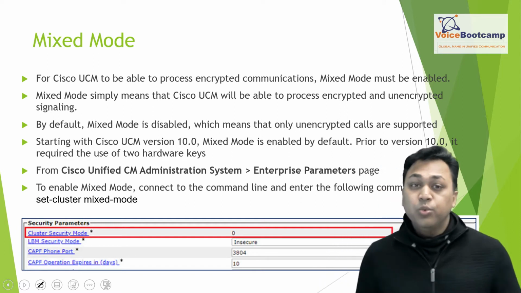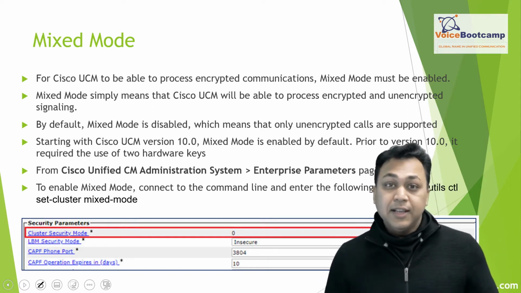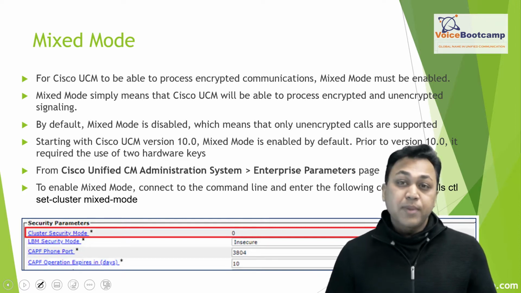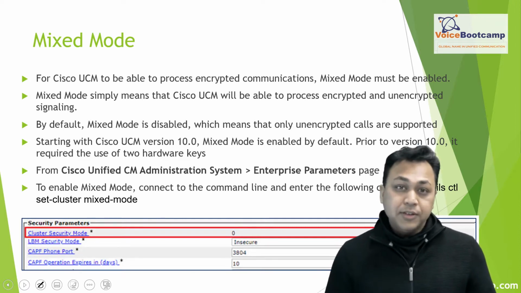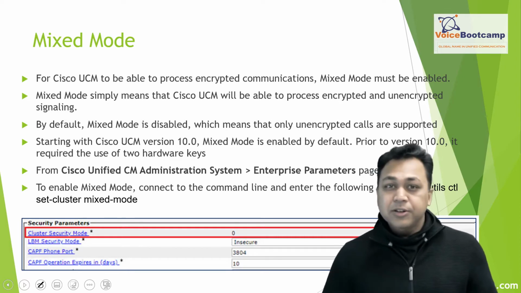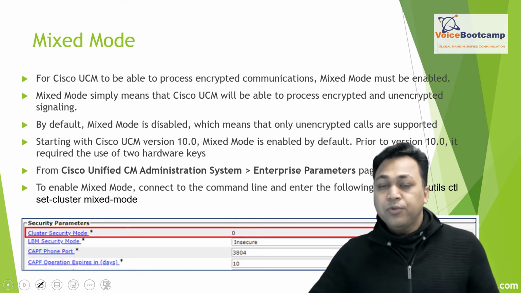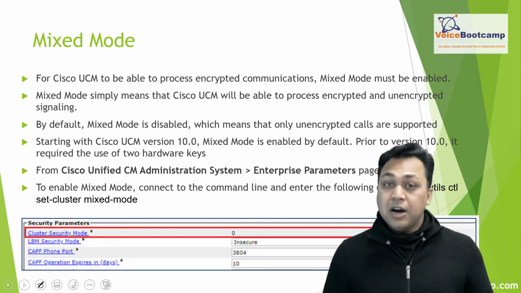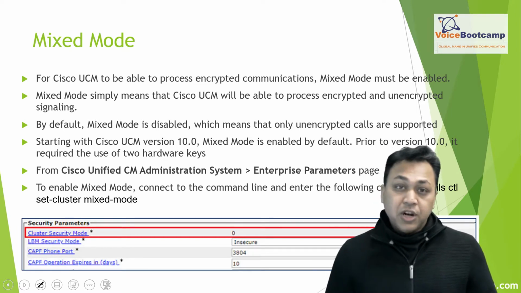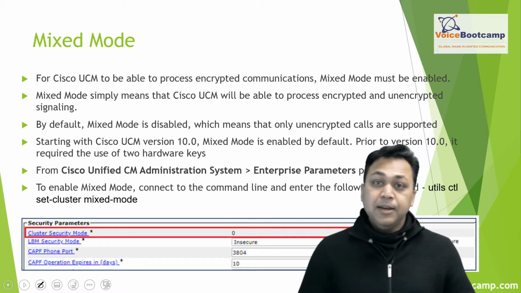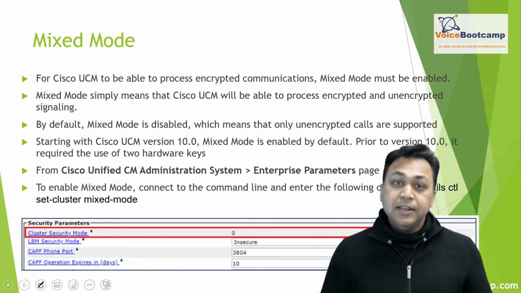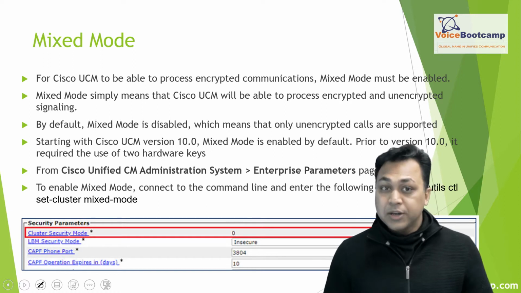The mixed mode, which can be enabled only through the CLI, basically means that Cisco Unified Communication Manager will be able to process encrypted and unencrypted signaling. Now, by default, mixed mode is disabled, which means that you can only route unencrypted traffic. Starting with Call Manager version 10, mixed mode is enabled by default. Prior to version 10, it required the use of two hardware keys.